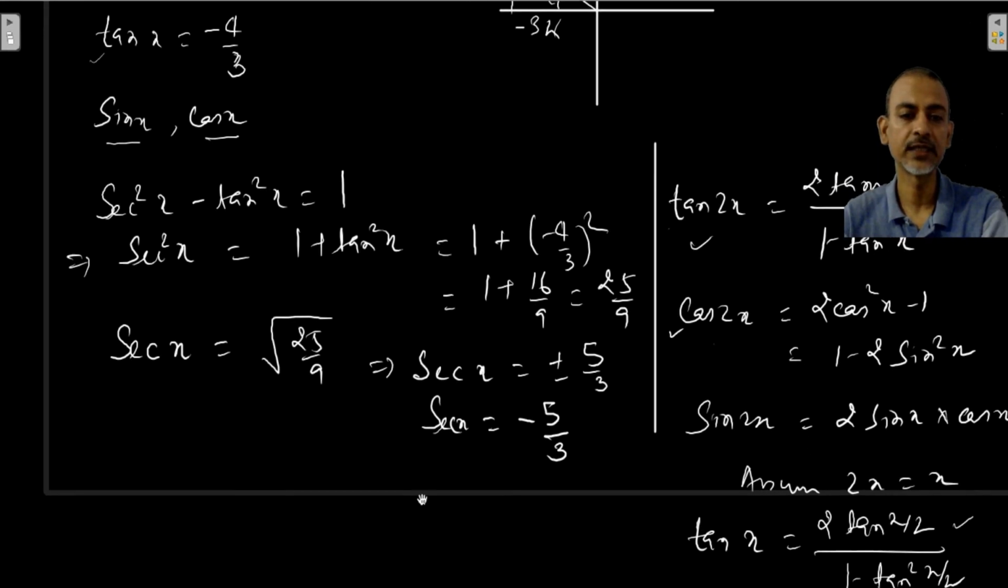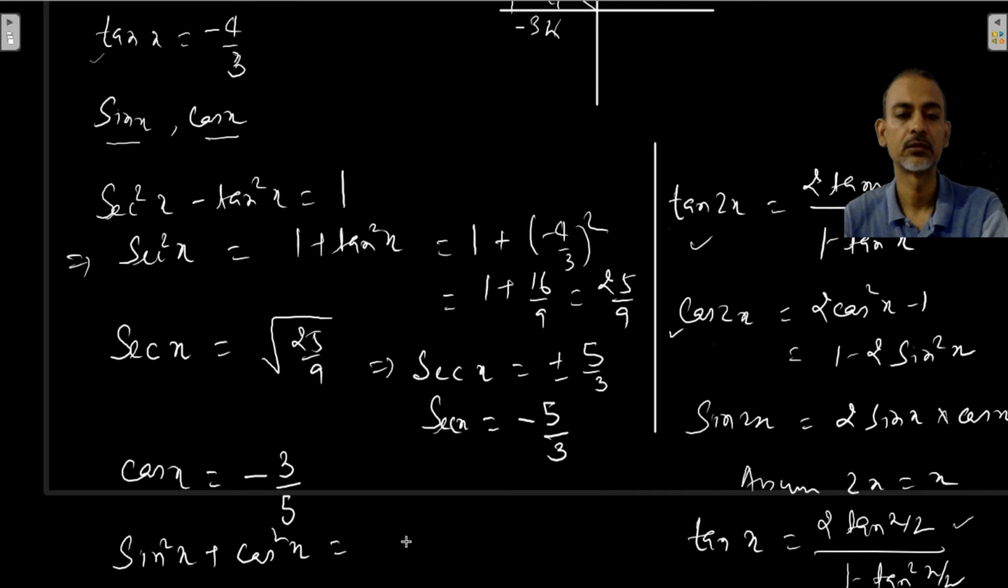Once I've got sec theta, can I get cos theta? Yes, I can get cos theta. So my cos theta will be nothing but minus 3 by 5, the reciprocal of that. Once I've got cos x, can I get sin x? Because I know that sin square x plus cos square x is nothing but 1. This means that sin square x is going to be 1 minus cos square x.